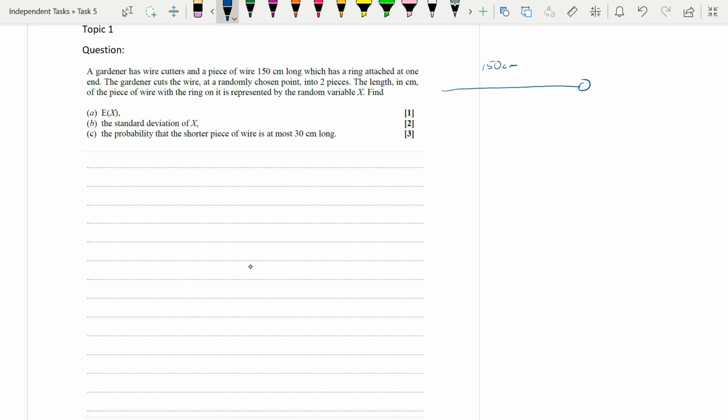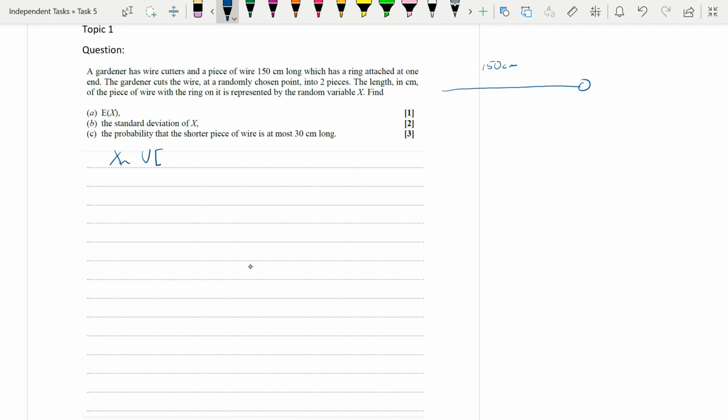So I cut anywhere. I can cut it at the ring, I can cut it in the middle, maybe towards the other side. I can cut it wherever I want. The length of the piece of the wire with the ring on it represents a random variable x. So straight away, I know x, and I've got uniform distribution here because I can cut it anywhere, and it's going to range between 2 values. Okay, and it's obviously continuous because it can be decimals or anything like that.